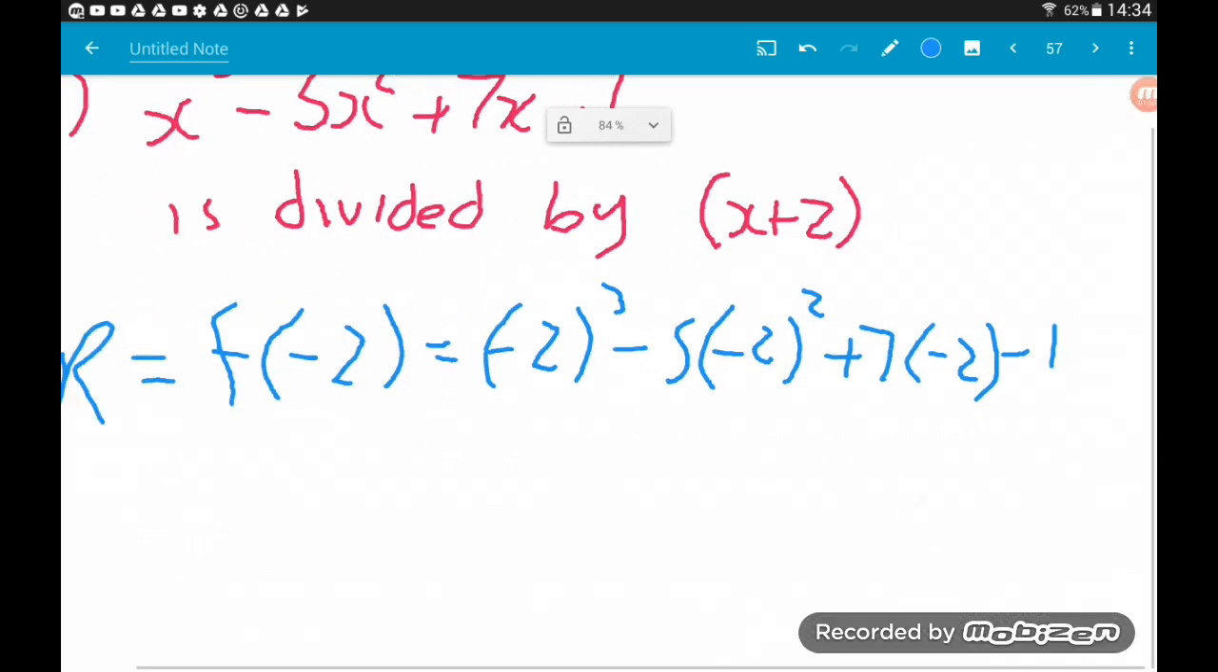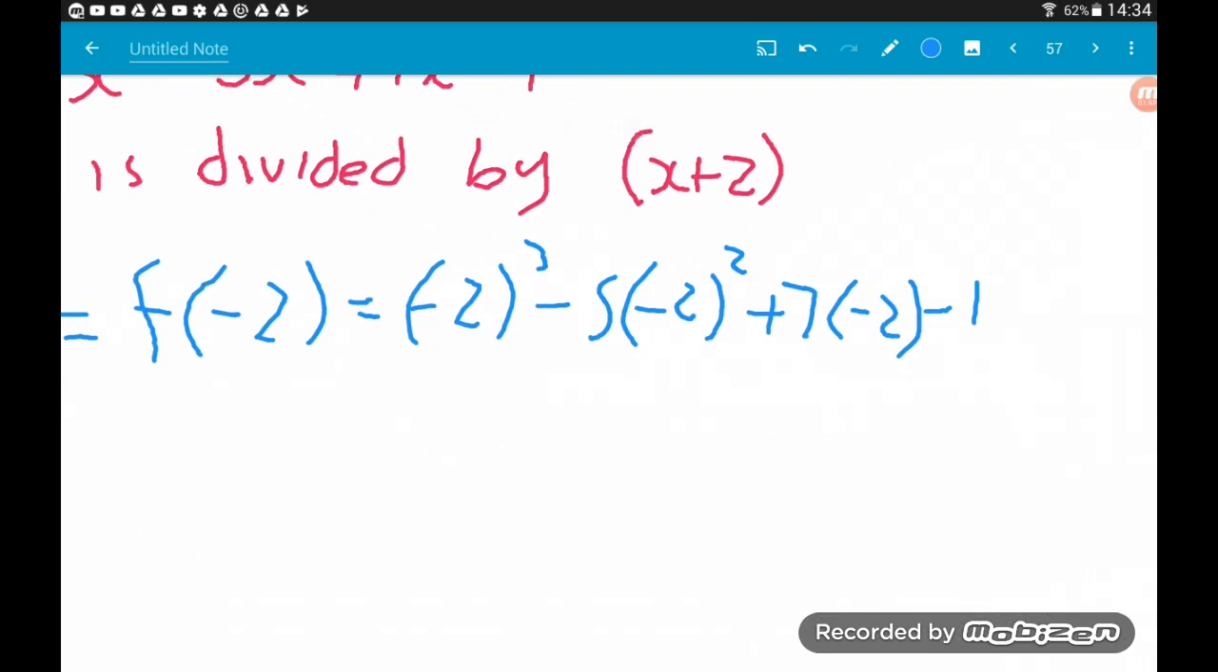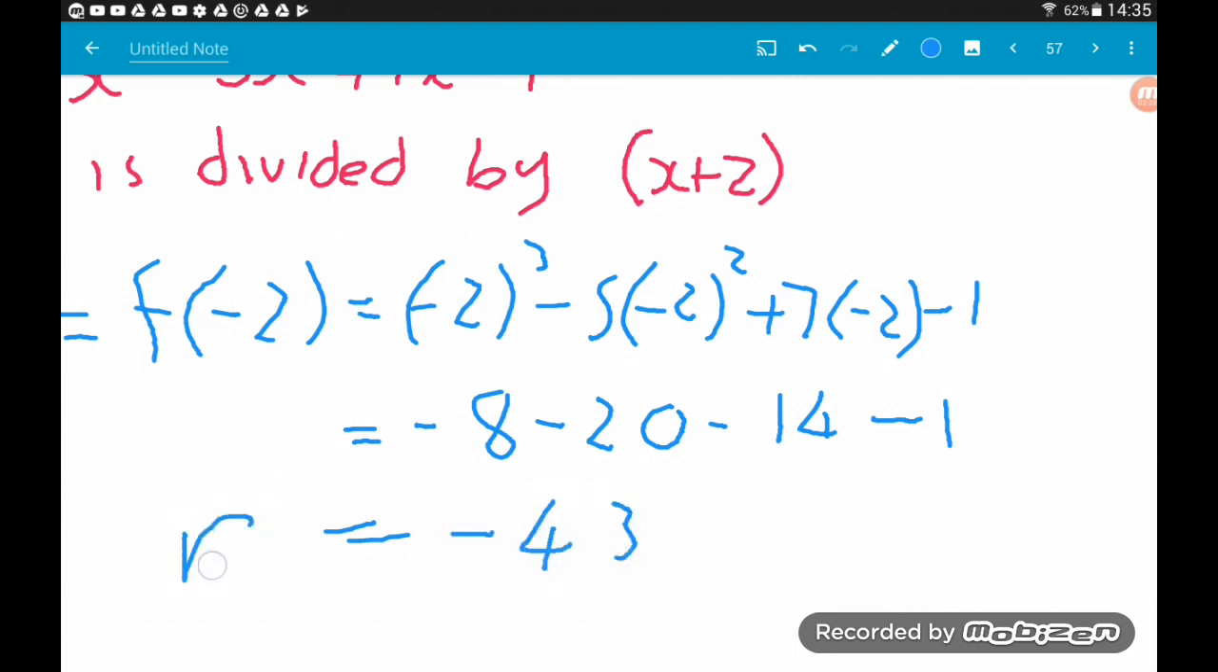So let's evaluate that. Minus 2 cubed is minus 8. Now minus 2 squared is positive 4. Minus 5 times 4 is going to give us minus 20. 7 lots of minus 2 is minus 14. And then we got minus 1 on the end. So minus 8 minus 20 is minus 28. Minus 14 is minus 42. Minus another 1 gives us minus 43 as our remainder.